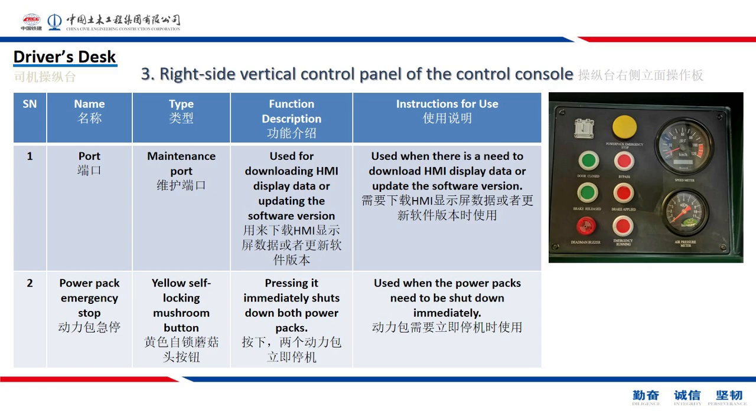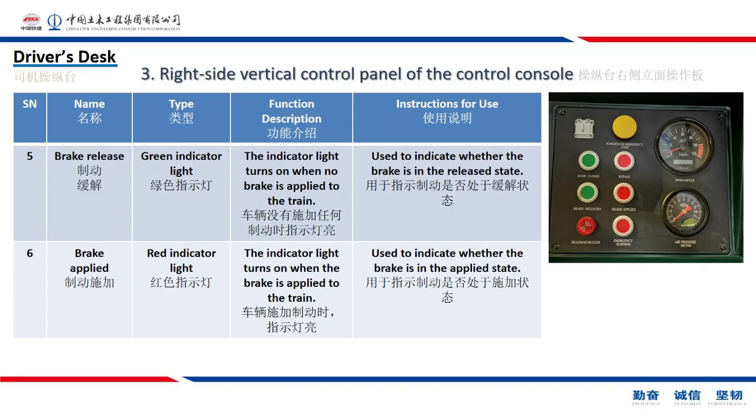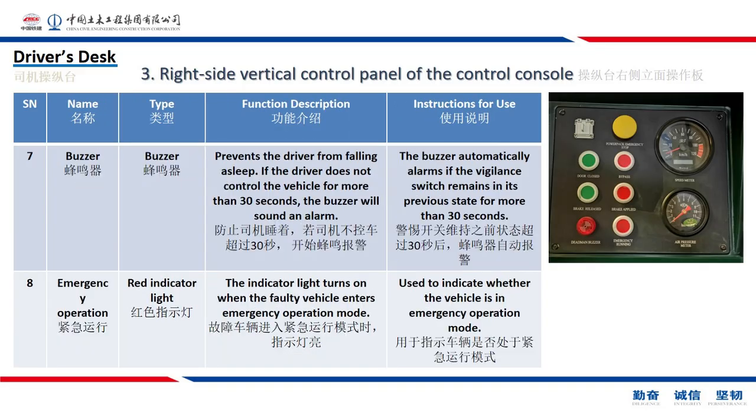Slides 12 to 17, right side vertical control panel. Here we turn to the right side vertical control panel. Like the left side, it houses switches, displays, and indicators. These controls are designed to be symmetrical, giving the driver intuitive access regardless of which side of the desk they are facing. Both sides work together to ensure efficient control.